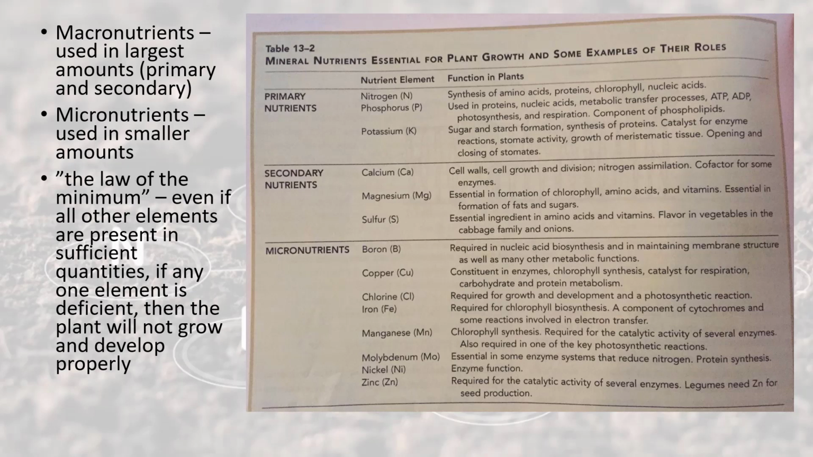And our micronutrients are boron, copper, chlorine, iron, manganese, molybdenum, nickel, and zinc. I'm not going to require you to know all of these, but be aware of those primary macronutrients in particular, right? I want you to know those.